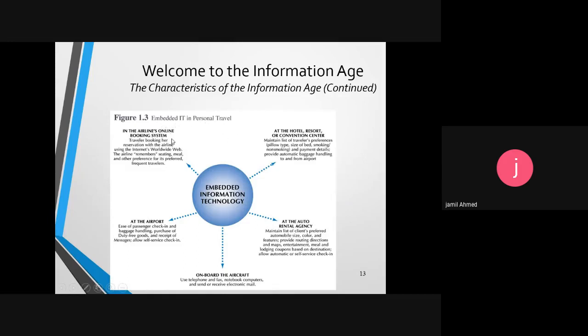In the airline online booking system, the traveler books his or her reservation with the airline using the internet and the World Wide Web. They have the access and they can take a booking. And at the airport, there is ease of passenger checking, with receipts and safe check-in or check-out services. And on board the aircraft, there is use of the telephone, fax, computer, and receiving electronic mail as well.